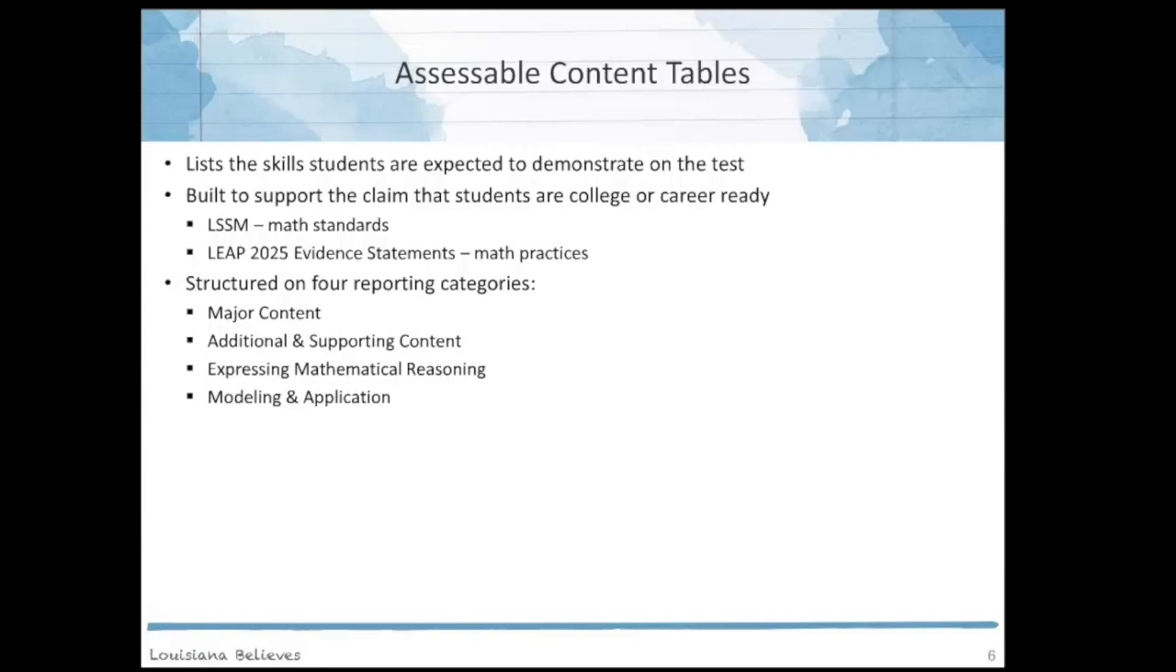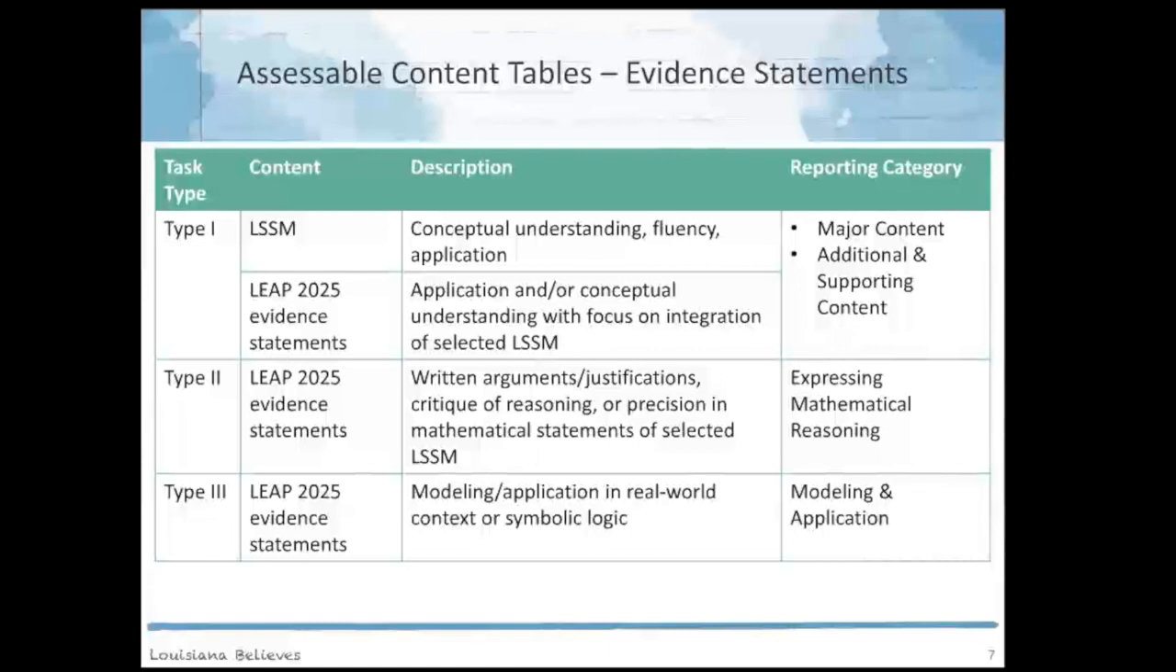We're now structured on 4 reporting categories, and the accessible content tables are split in the same manner. So there's a table for major content, one for additional and supporting content, then expressing mathematical reasoning, and modeling and application.